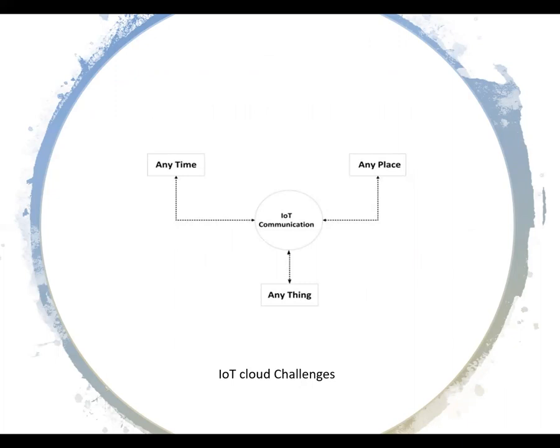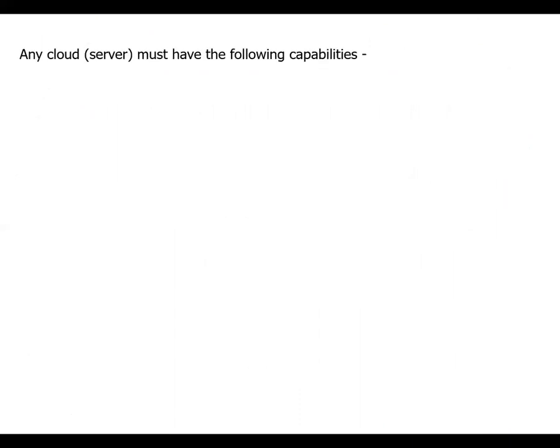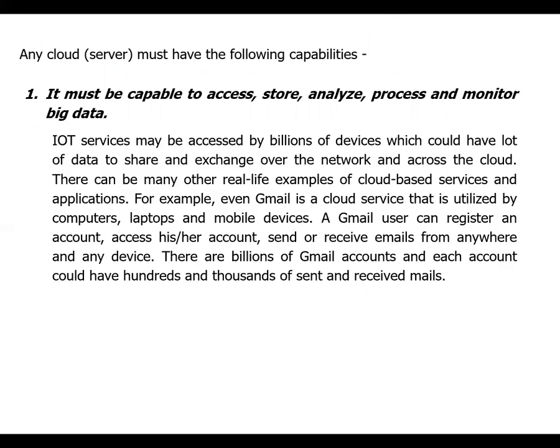So, IoT cloud challenges. The IoT cloud should be accessed from any place and at any time. A cloud must have the following capabilities. Number one, it must be capable to access, store, analyze, process, and monitor big data. So this ingredient is essential. A cloud must provide this facility to access data and store it, analyze it, and it gives you a facility to monitor it remotely at any time from any place.